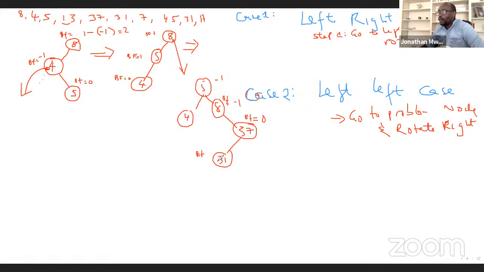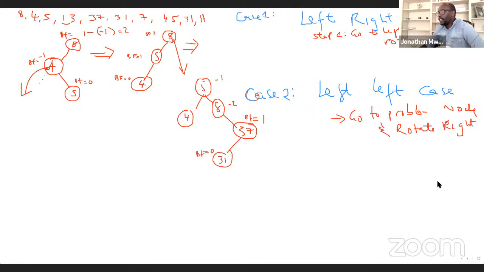So we go to 31. We check the balance factor, it is 0. The balance factor at 37 is 0 minus 1, so it's minus 1. The balance factor at 8 now, so we're updating them, is minus 1, minus 1, so this is minus 2. Okay, so we have a problem here, because here is minus 2.